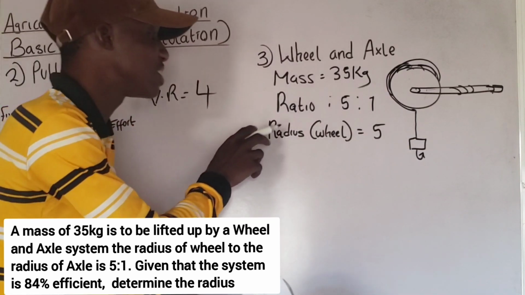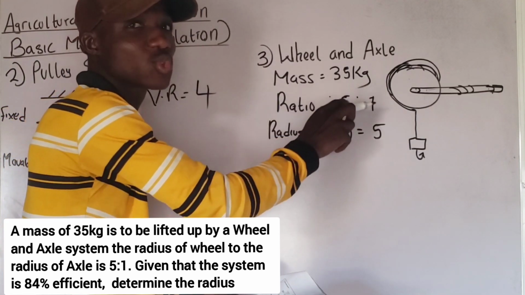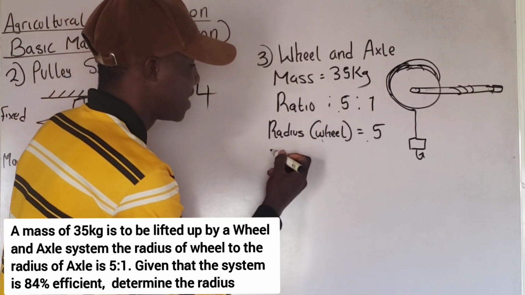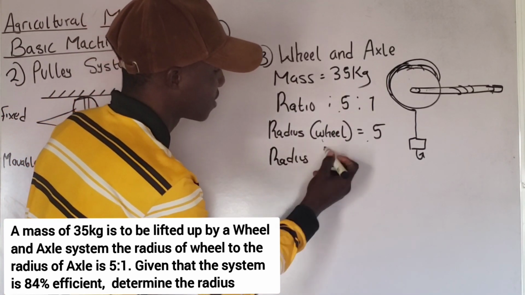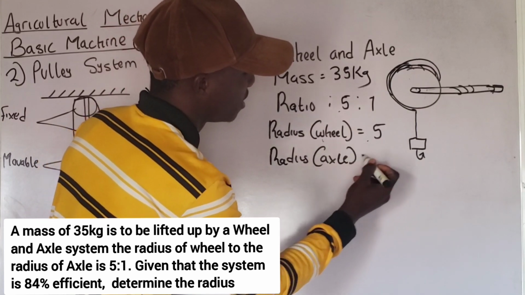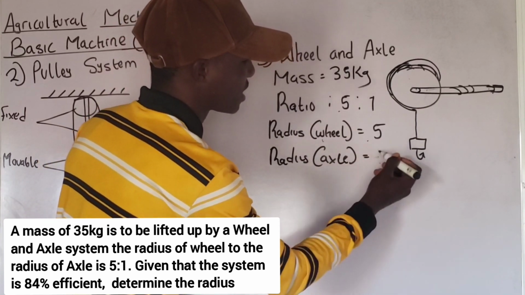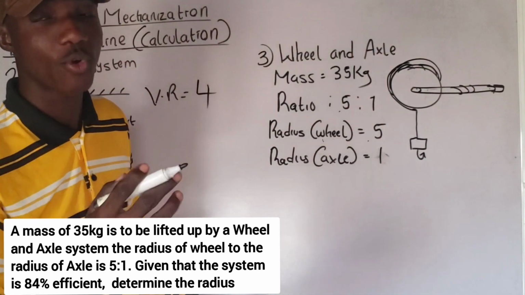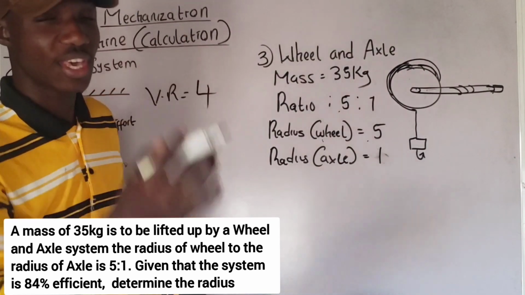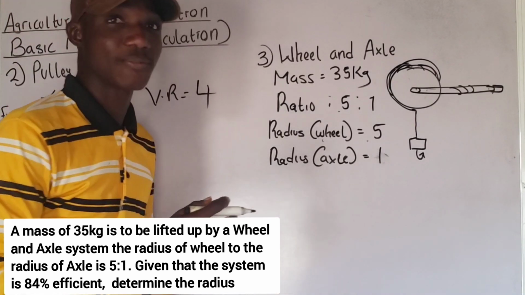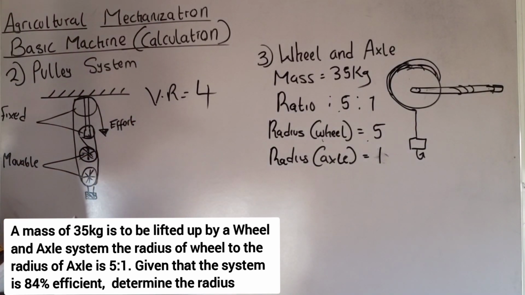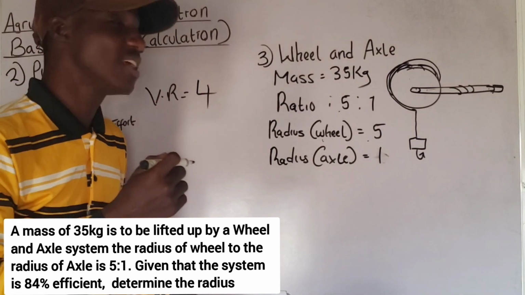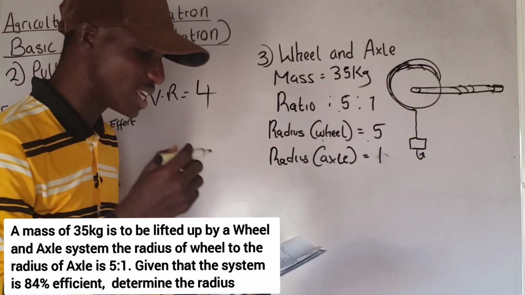So now we are talking about the ratio of the wheel to the axle being 5:1. So this 5 belongs to the wheel, you understand? And the radius of the axle equals 1. This one belongs to the axle, because the wheel comes first and then the axle came second, you understand? Now, given that the system is 84% efficient, that means that the efficiency of this wheel and axle system is 84%.